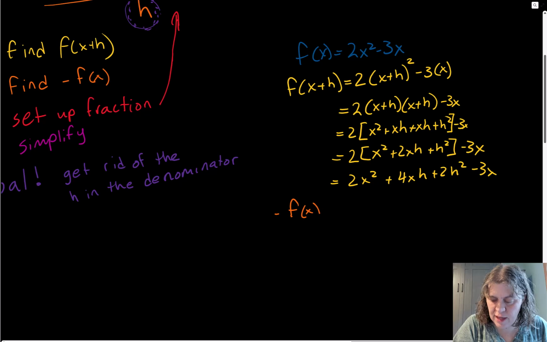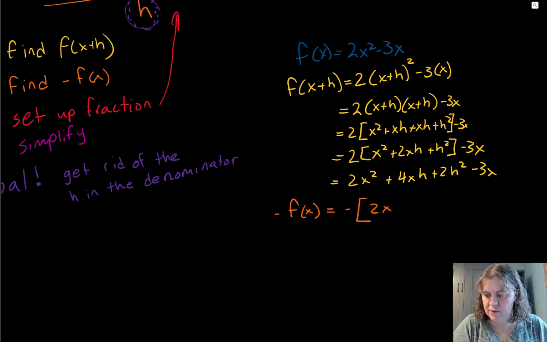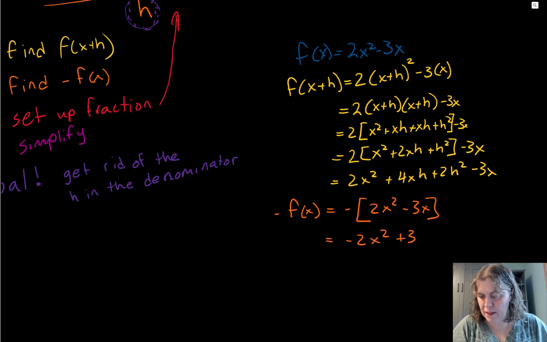Negative f of x is equal to negative, and then square bracket all of these, 2x squared minus 3x. Can't clean that up, so we're just going to distribute the negative in, like so. Don't forget that whole thing right there.